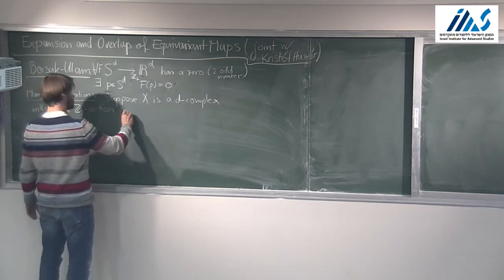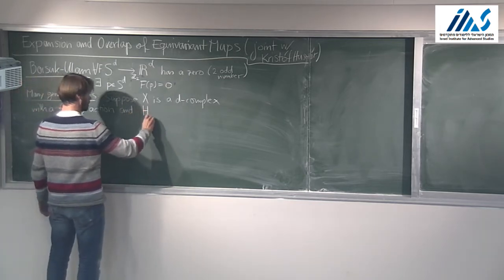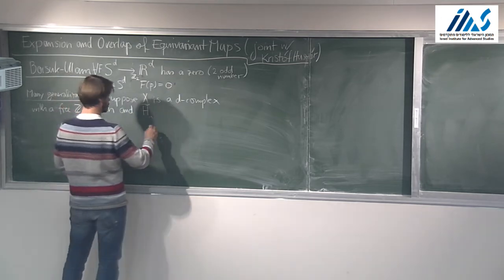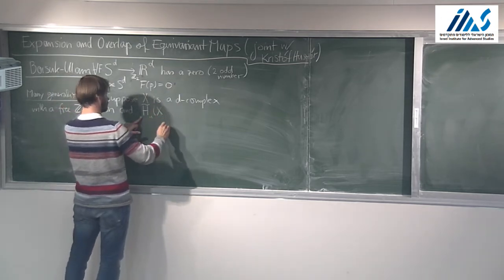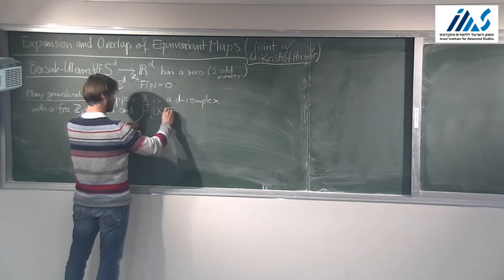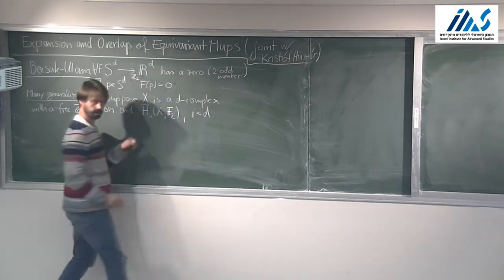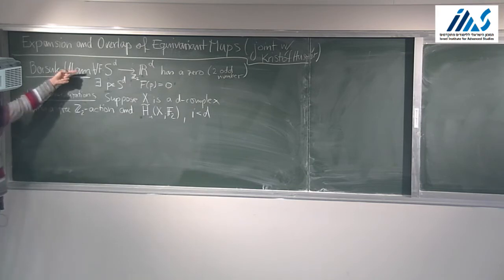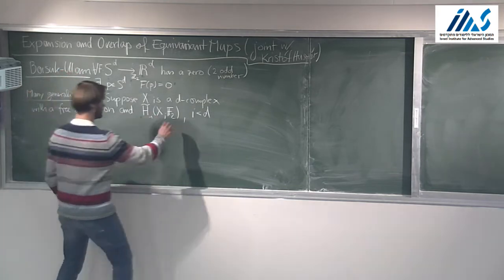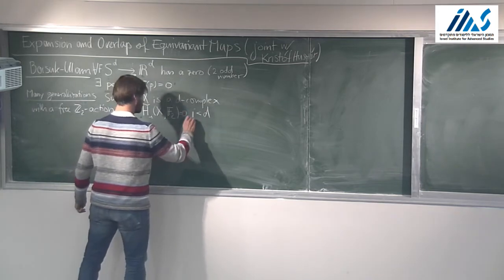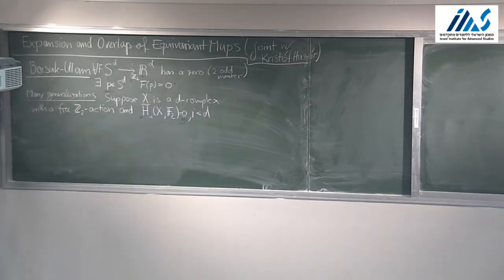And it has trivial homology, with, let's say, F2 coefficients, in dimensions less than d. So the sphere is an example of such a thing. Trivial homology in low dimensions. Then the same conclusion holds.